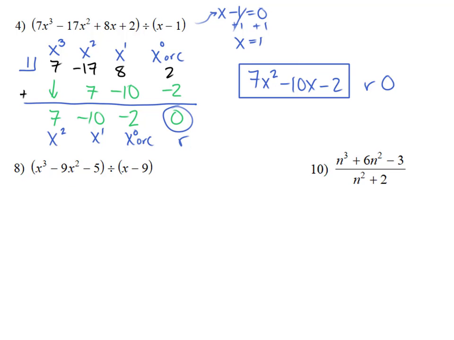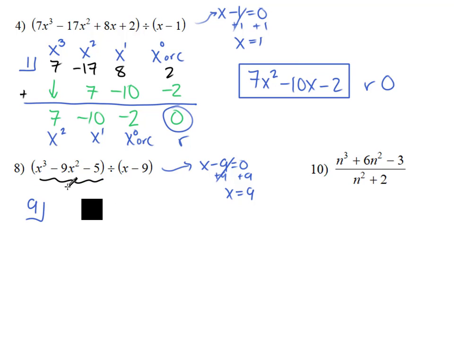Okay, let's try number 8. Number 8 here, we're going to do the same thing. Again, check that this is a linear binomial, just a 1 in front of our x, and it is. And then we're going to take this off to the side and find its 0. So here, setting it equal to 0, we get positive 9. So it's positive 9 that goes in the box here when we want to divide.